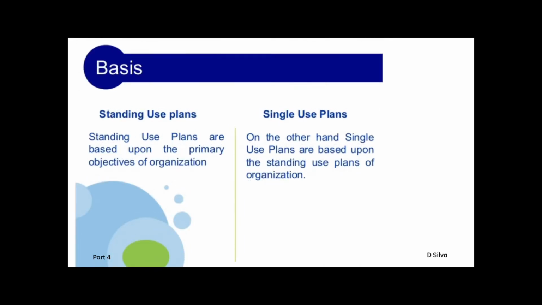Standing use plans are based upon the primary objectives of the organization. On the other hand, single-use plans are based upon the standing use plans of the organization. Some examples for standing use plans: policy, procedure, method, rules. In case of single-use plans, the examples are programs, projects, and budgets.